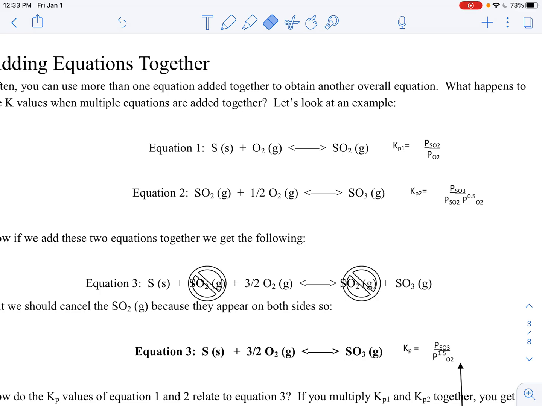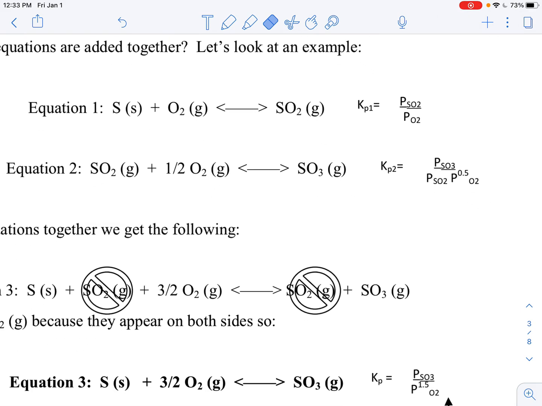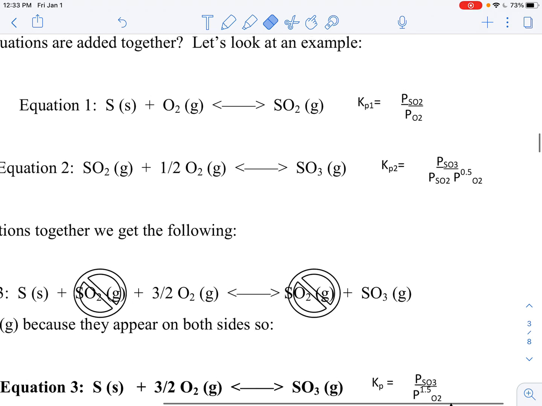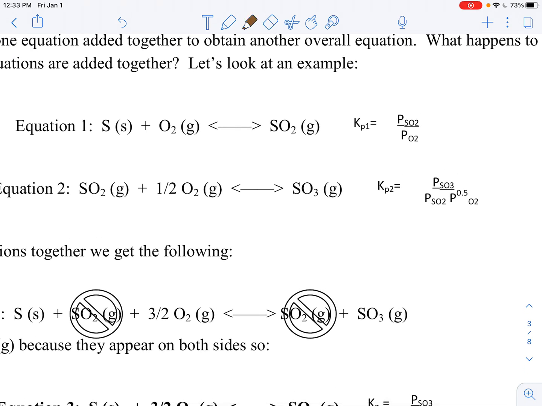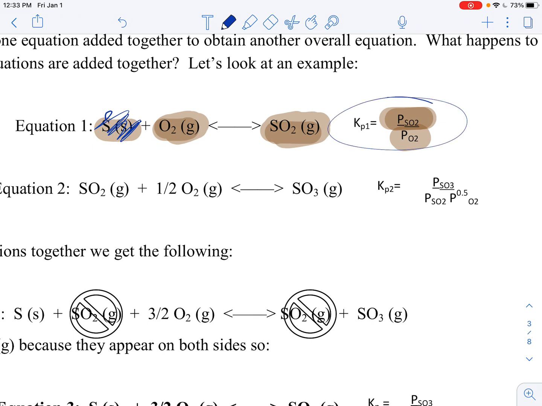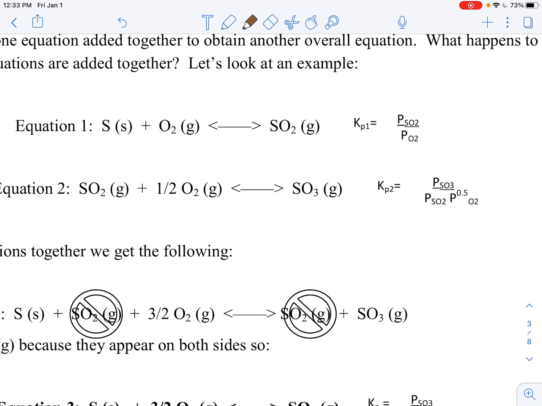What happens when you add equations together? Well, take a look at what happens when you add these equations together. Here's equation 1, which is solid sulfur plus oxygen goes to sulfur dioxide. Products over reactants raised to their powers, ignoring solids, liquids, and solvents. I get this SO2, which is a gas, as a product. And I get the O2, which is a gas, as a reactant. Please note that I have ignored the sulfur in our K equilibrium expression because it's a solid.